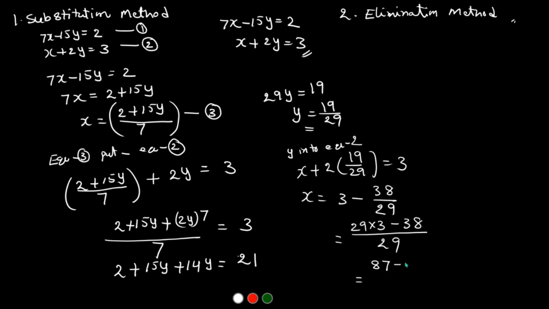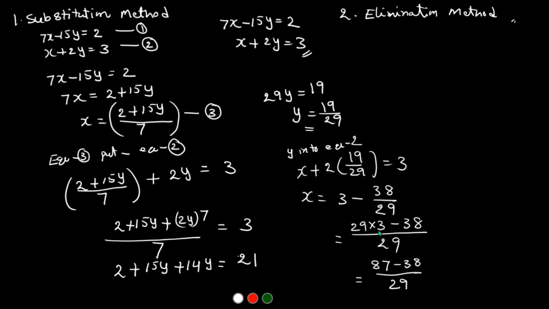87 minus 38 divided by 29. If you want to multiply, always write 29 into 3. It's difficult to multiply, so what you do is multiply 30 into 3. Just we added one number, right? 30 into 3 is 90. That 1, you write 1 into 3 is 3.